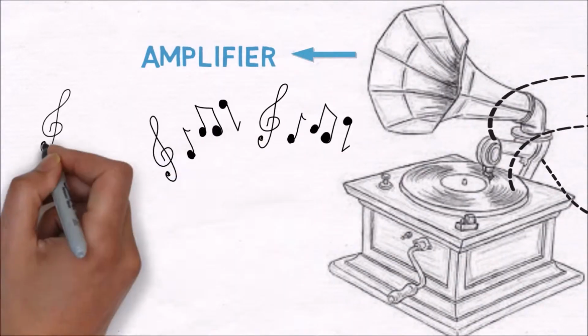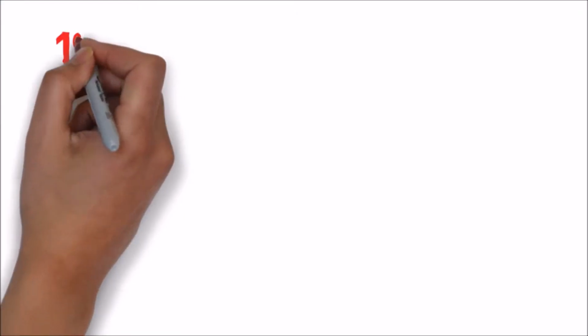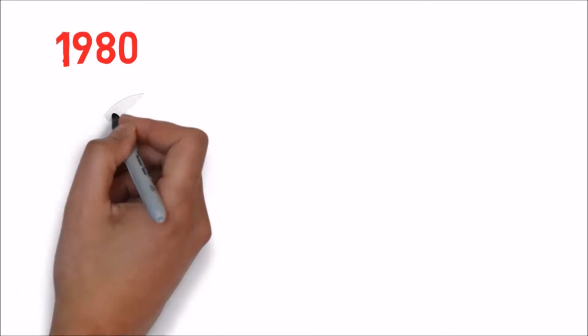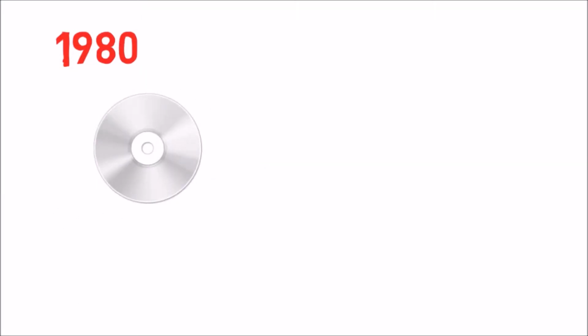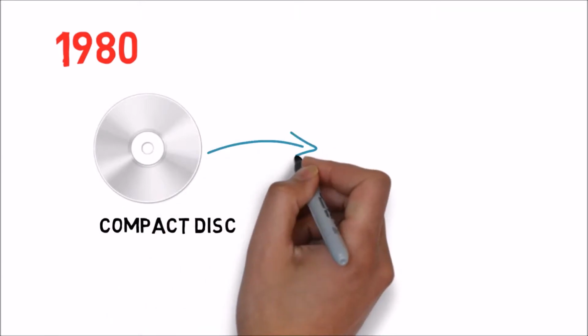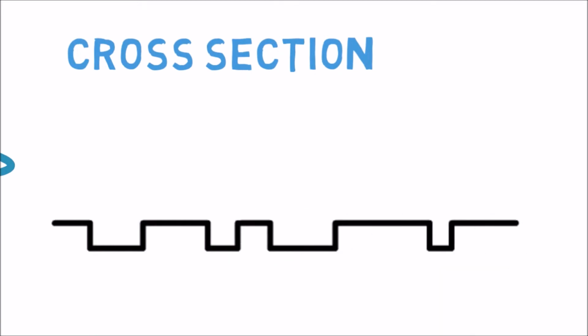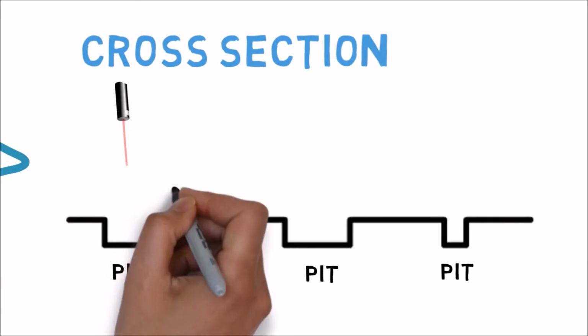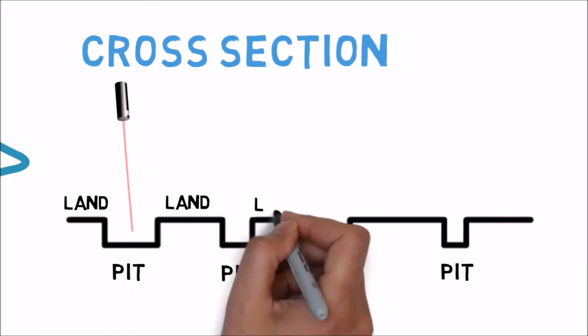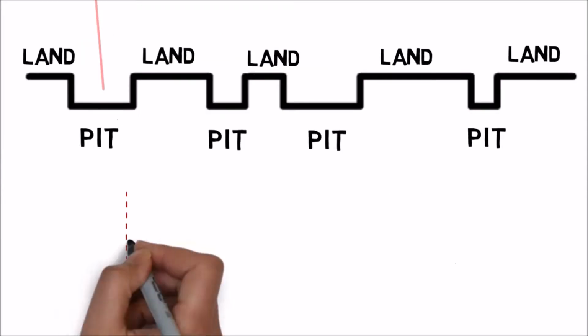This is how people listened to music in the past. As we move to the digital age in the late 1980s, compact discs were developed. If we zoom in and take a look at its cross-section, similar to the grooves in vinyl discs, there are pits, which are made by strong laser beams. Space between pits are called lands.